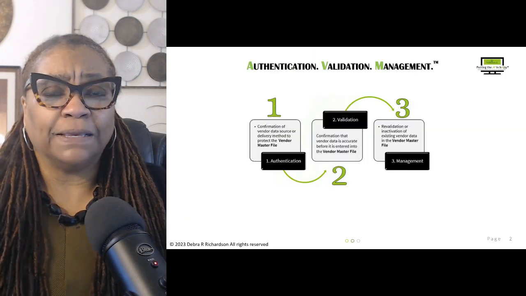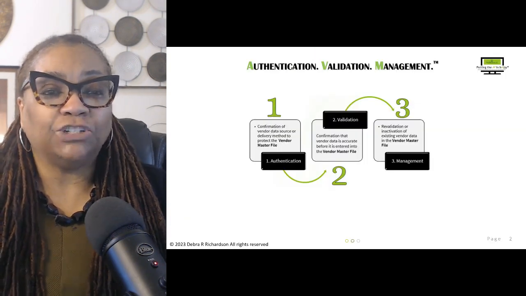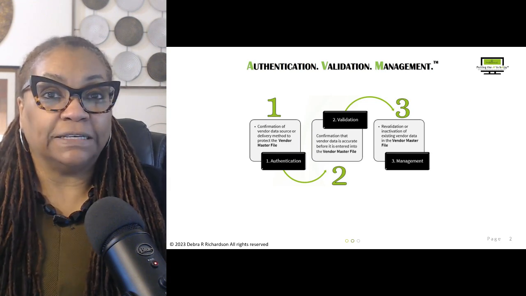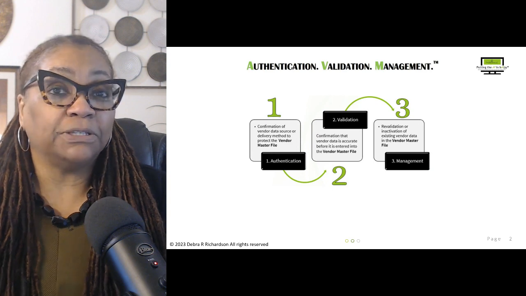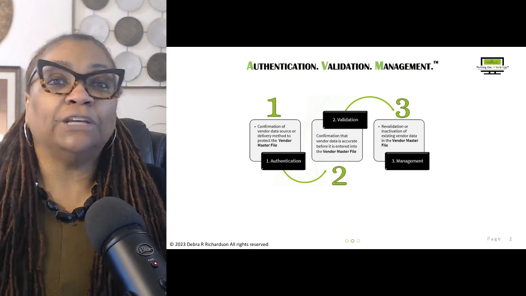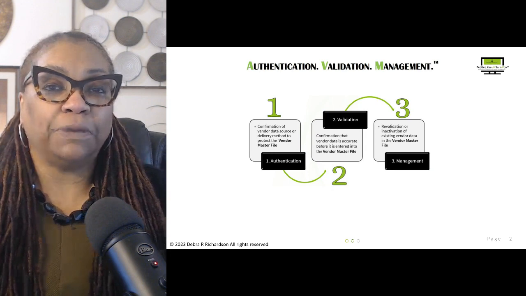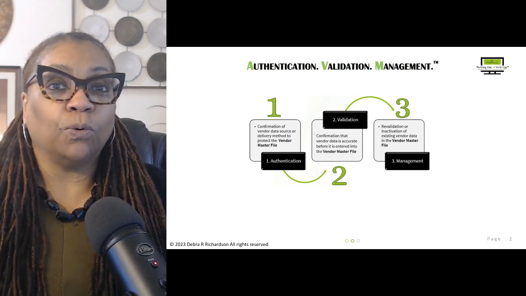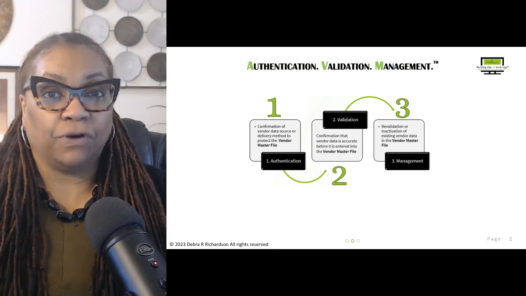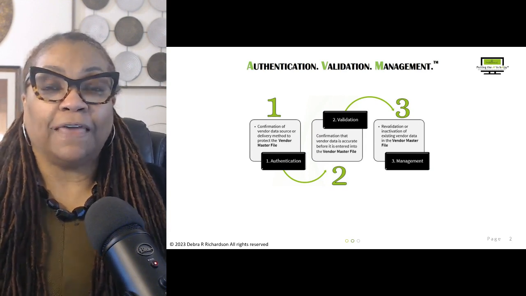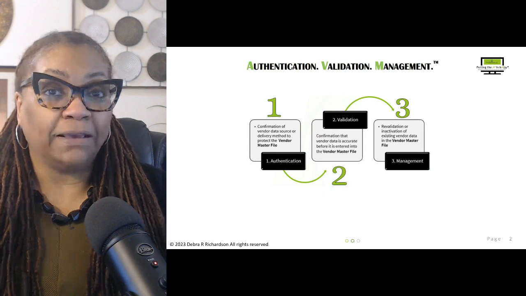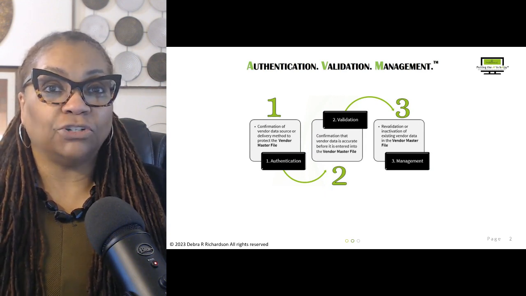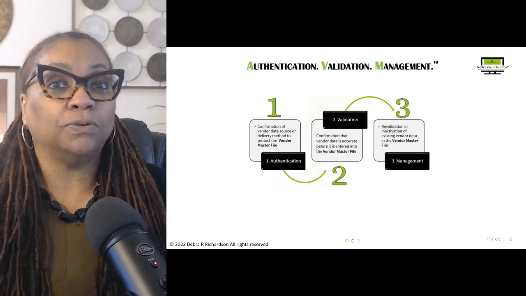Now, AVM is an acronym for Authentication Validation Management. And so this is that three-step process. The first step is authentication because you want to make sure that you are speaking or communicating with your internal team member or your vendor and not a fraudster. So it's the same thing that when you contact your bank will ask you 2 to 3 identifying questions to make sure that you are who you say you are.